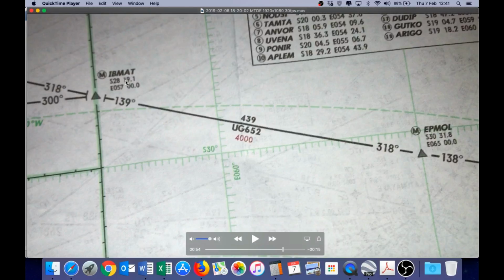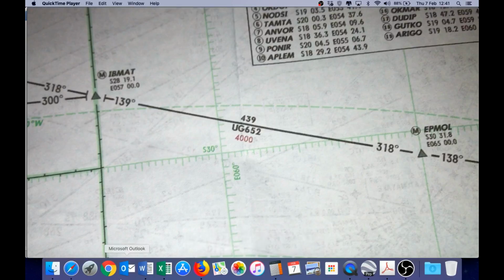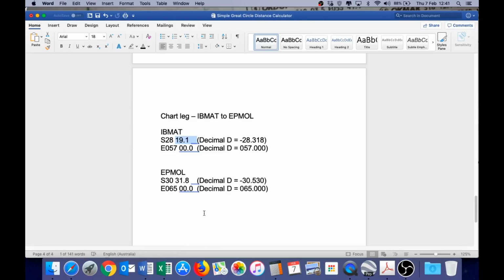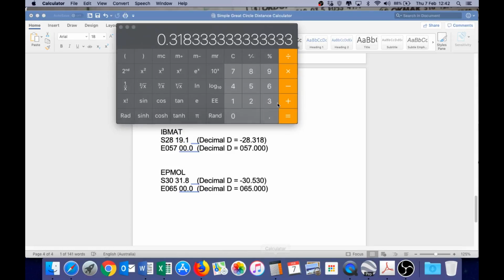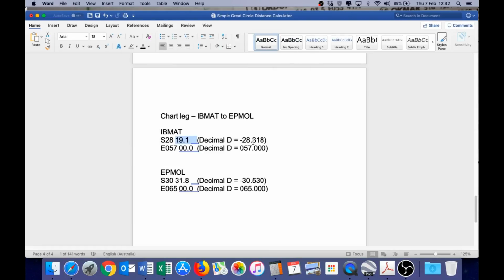On aviation charts, the location information is given as degrees, minutes, and decimal minutes. So that is south 28 degrees, 19.1 minutes. For use in our calculator, we need to convert that to degrees and decimal degrees. And it's quite straightforward. All you need to do is take this 19.1 minutes and divide by 60. So we go 19.1 divided by 60. That gives us 0.3183 repeating. So we take that 0.318 and add it to the 28. And we now have 28.318 degrees south latitude. And that is what we need to use in the calculator.